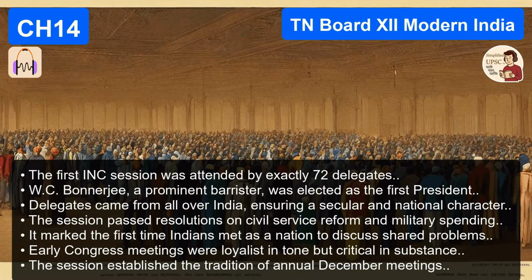However, we shouldn't throw the baby out with the bathwater, should we? The moderates did have one absolutely massive achievement. It wasn't political exactly, it was intellectual, it was economic. Yes, this is their undeniable redeeming legacy. The economic critique of colonialism. This is where they stopped being polite and started being forensic accountants. And that brings us to Section 4, the drain theory.